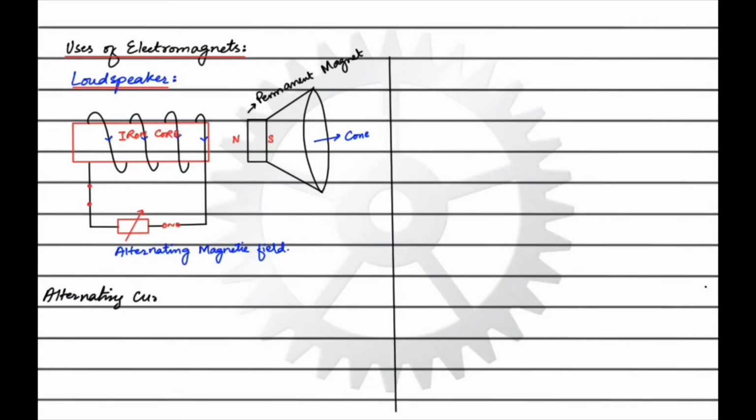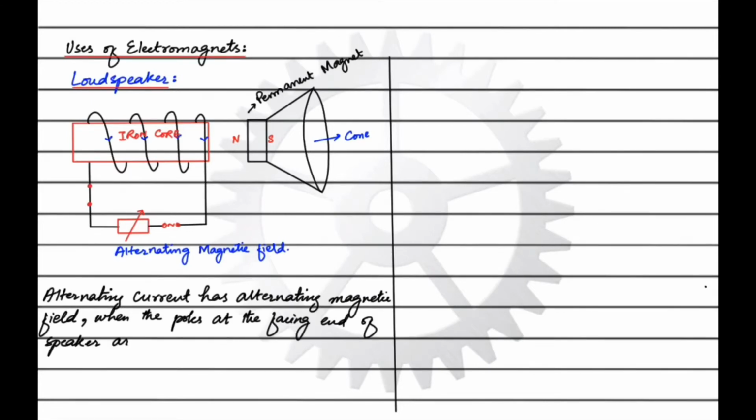We can write all the information regarding the working phenomena of the electromagnet for the loudspeaker as follows: alternating current has an alternating magnetic field, and when the poles at the facing ends of the electromagnet and the paper cone are the same, they will repel and the cone will move out. Similarly, if the poles are opposite, the cone will move inwards and a rarefaction will be produced. So these series of compressions and rarefactions because of the vibration of the paper cone will cause a sound wave.